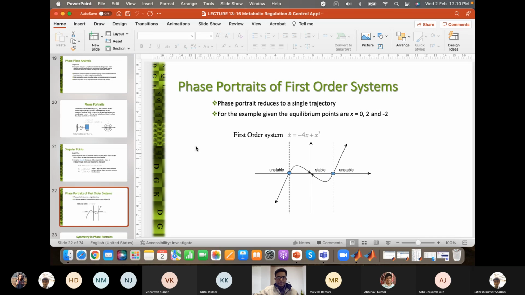Now let us look at a very simple example. This is a first order system. Is it linear or non-linear? Non-linear, correct. So be very sure about these things, because if you don't understand, then you have to work it out. Non-linearity can come from the way the derivative is defined, or the way the functions are defined on the right hand side. Here we have the cubic term, which makes it non-linear.